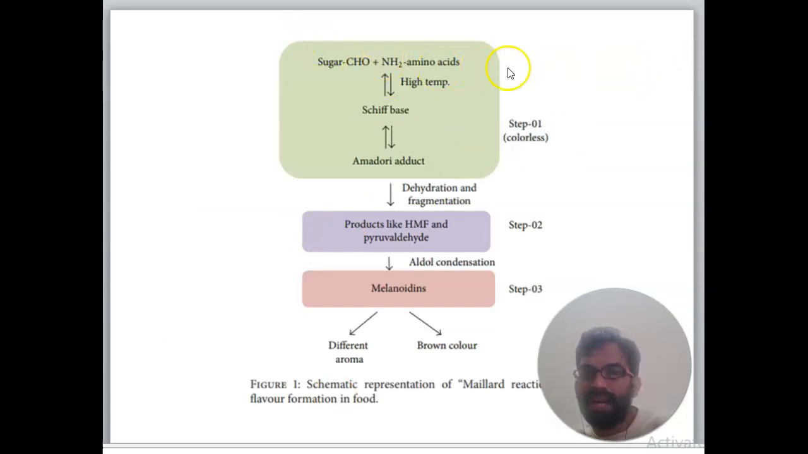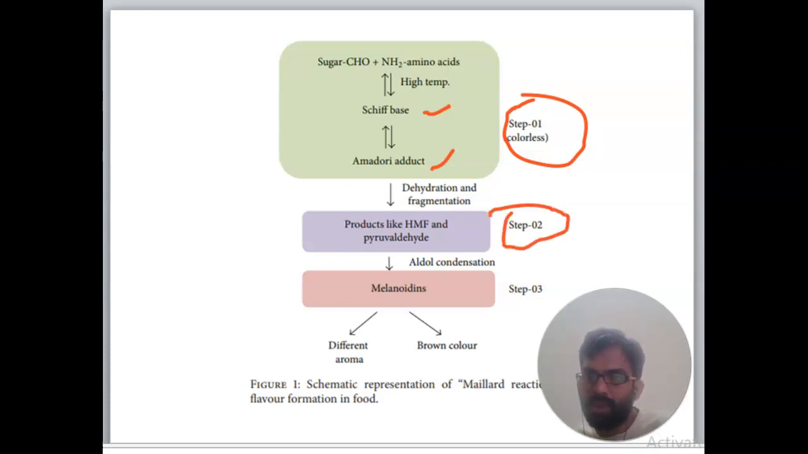Sugar, with its CHO group, and amino acid at high temperature form a Schiff base, and you can see this Schiff base here. Then an Amadori product adduct forms; this is the colorless step 1. Then it undergoes dehydration and fragmentation, and the products formed are HMF and pyruvaldehyde, and this is step 2. Then after aldol condensation, melanoidin formation is step 3, and then different aromas and colors form. So you can see the process from top to bottom. This is the actual mechanism of Maillard reactions.